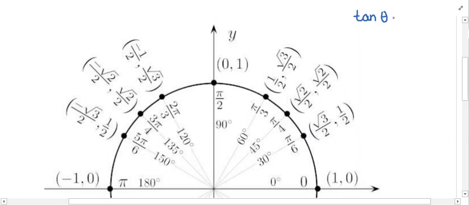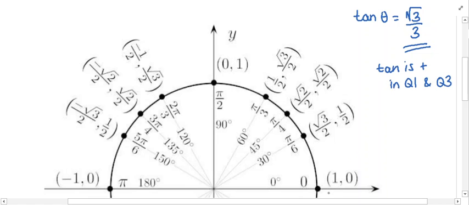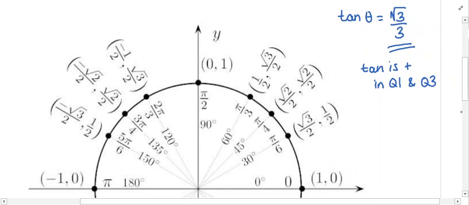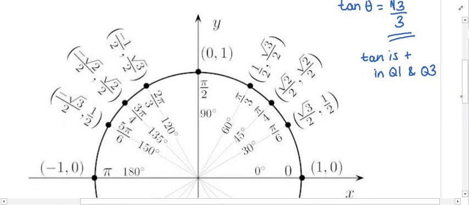Okay, what angles have a tangent of the square root of 3 over 3? Well, this is a positive value. Tangent is positive in quadrant 1 and quadrant 3. So that's where we need to be looking. So which one of these angles is going to work for us? Remember, tangent is the y value divided by the x value. So I'll write that here.